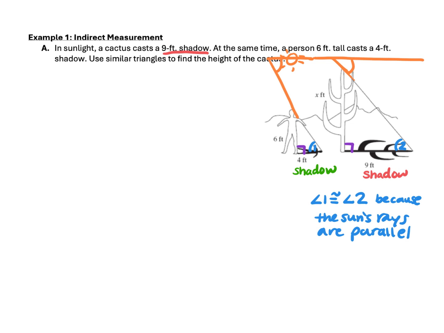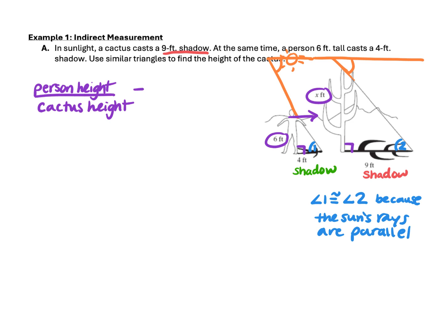So what I really want to do now is set up a proportion. And as we've seen throughout this chapter, there's more than one way to do it. I like to compare the height to the height. So let's go with the person's height over the cactus height. So I'm going from left to right, person to cactus, and that's going to be equal to the ratio of the person's shadow to that of the cactus shadow. So I'm going kind of left to right.